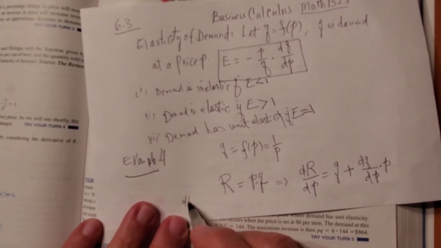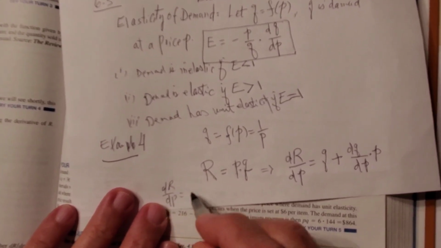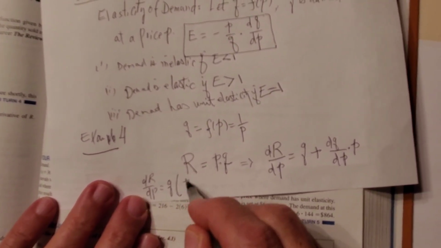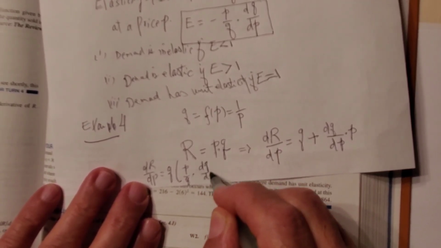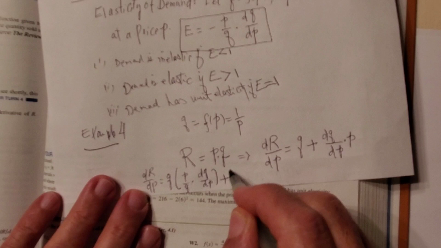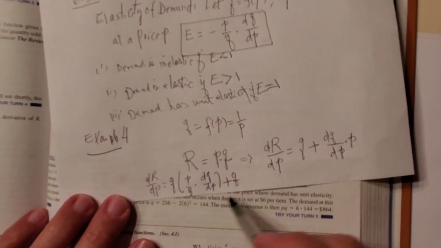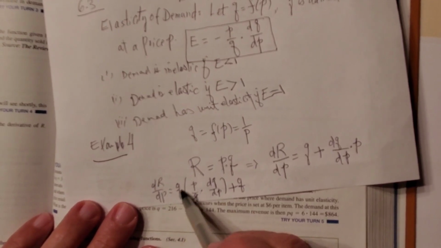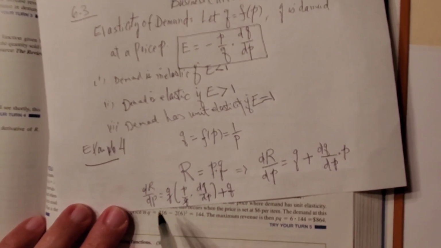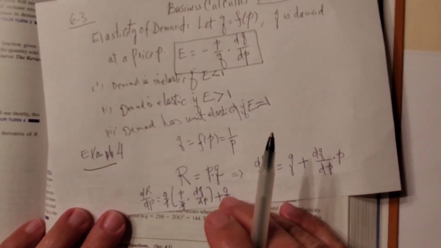Therefore, dR over dP is equal to Q times P over Q dQ over dP plus Q. Nothing happens here, just this Q and this Q cancel. You'll get exactly the same thing we had over here.